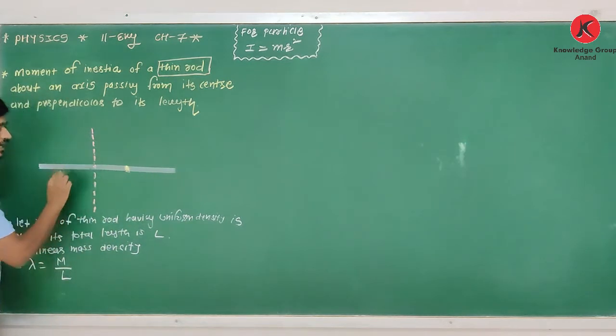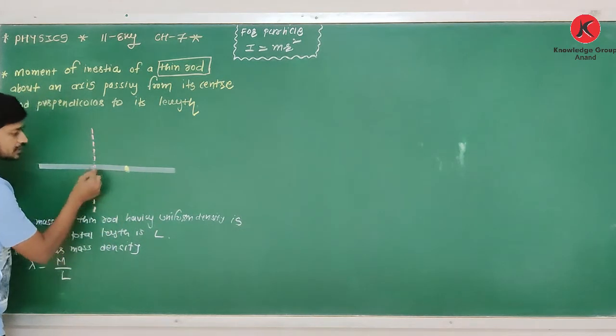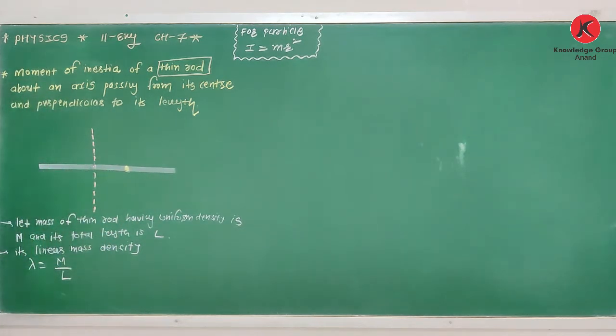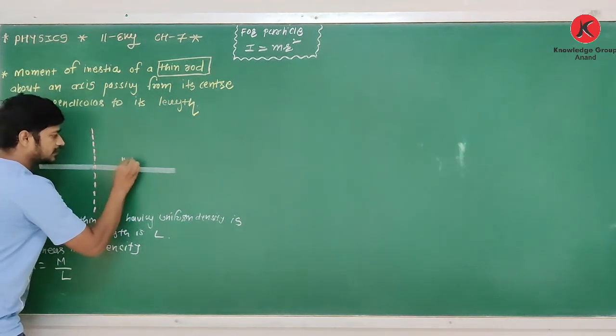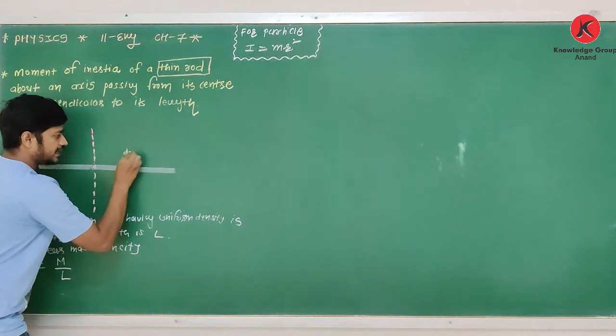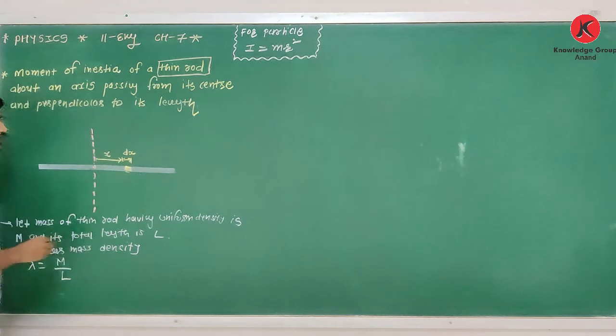First element, second, third, fourth, fifth, and so on. For simplicity I will indicate only one element, having length dx at distance x from the given axis. Clear about this data? Assume one element having length dx at distance x from the axis.